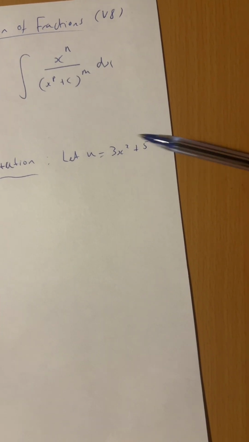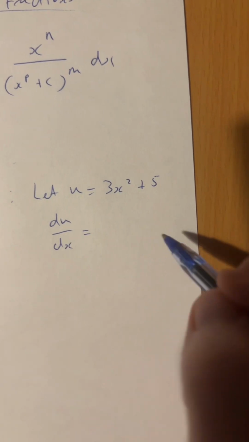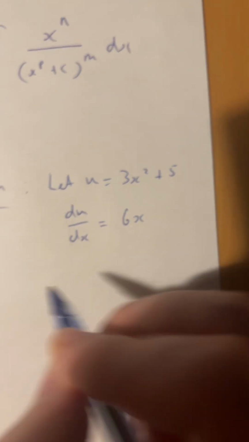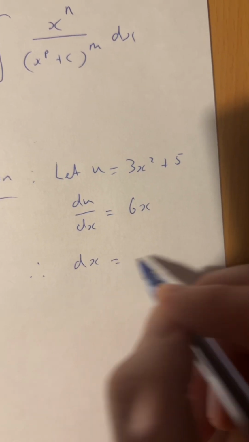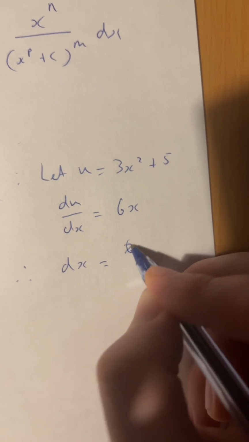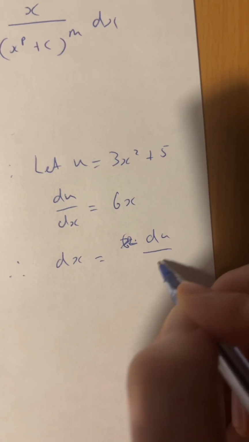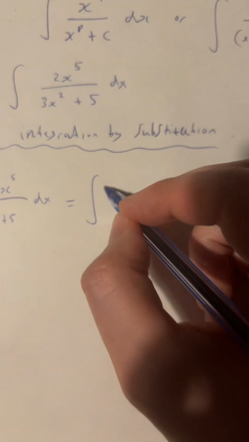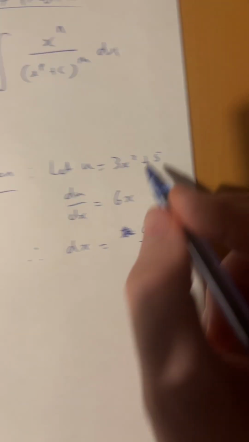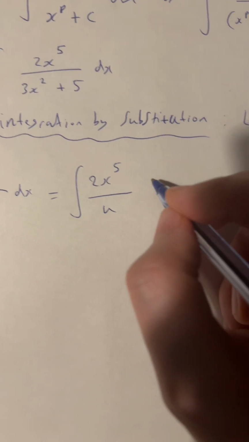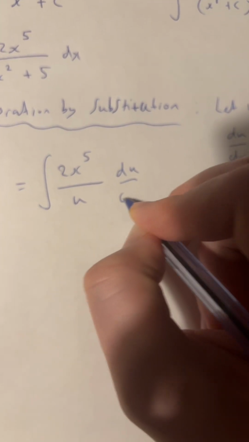So now let's differentiate this formula here. So du by dx is going to be equal to 6x. Therefore, that means that dx, just by swapping the dx with the 6x, is equal to du over 6x. So our integral is going to become 2x to the power of 5 over u, because that's u. And then we know that dx is du over 6x. So write du over 6x there.